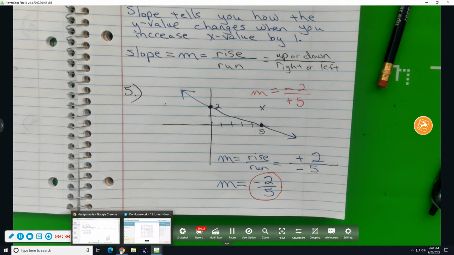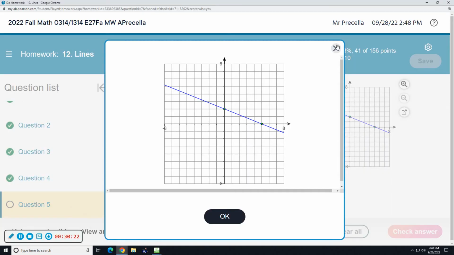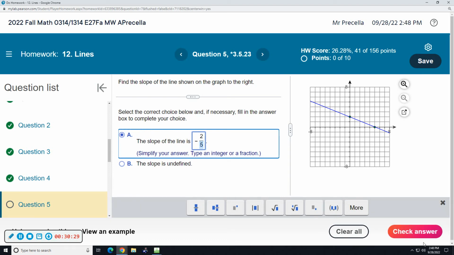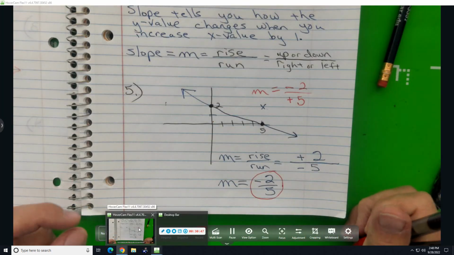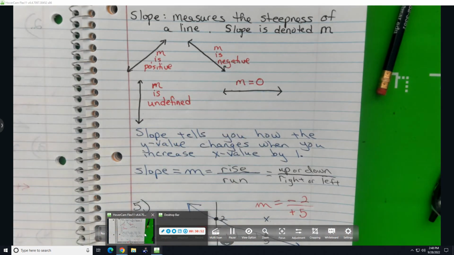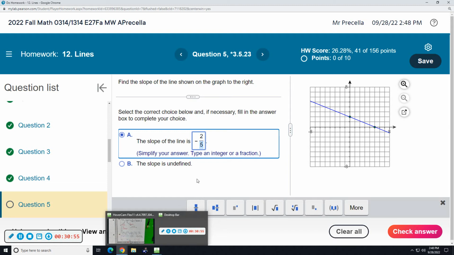Okay, let me punch in negative 2 over 5. Now I should ask this: under what circumstances would the slope be undefined? If it had been what type of line? A vertical line. That's correct. Remember, vertical lines are the ones where the slope is undefined.